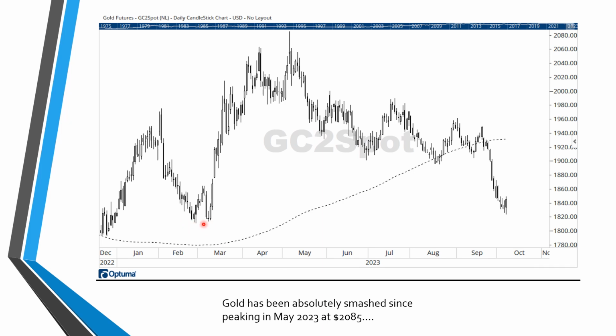Now, if it can do that, and if it can successfully hold that test, that basically makes a double bottom chart pattern, which is good, and that deserves respect. So why do I think it's going to make that double bottom pattern? Why do I think the price is going to find support in and around this $1,820 mark? Let's explore that thesis a little bit further, shall we?